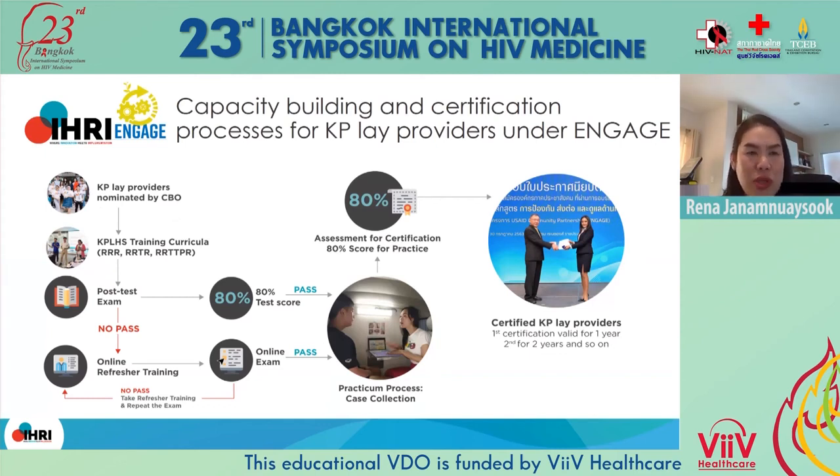And this is how the capacity building, intervention, and certification processes for KP-led providers take place under the Engage project. So starting from your left-hand side, the community-based organization will select their community members and nominate them to attend the training courses. The training courses will comprise different curricula, for example, reach, recruit, test, treat, prevent, and retain.